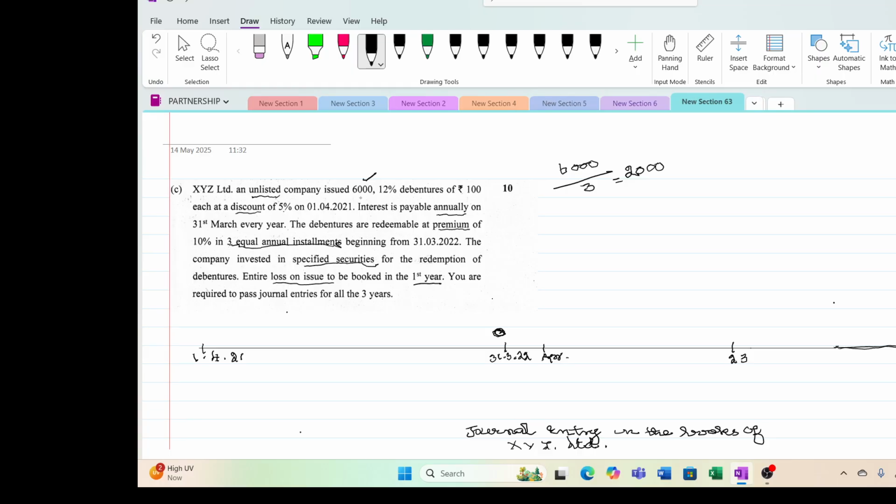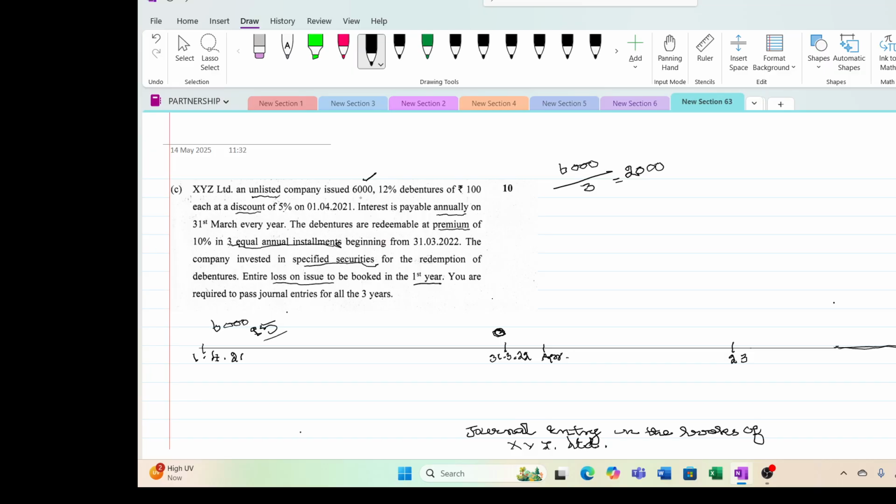Let us understand before getting into the sum. So on 1/4/21, they have issued 6,000 debentures. Okay, these debentures are issued at a discount. So they have received in the bank 95 rupees per debenture. Okay, and it is to be redeemed at a premium.